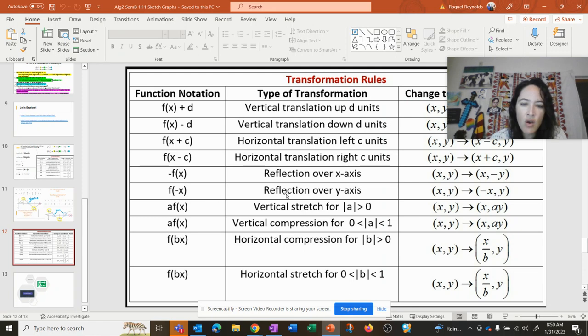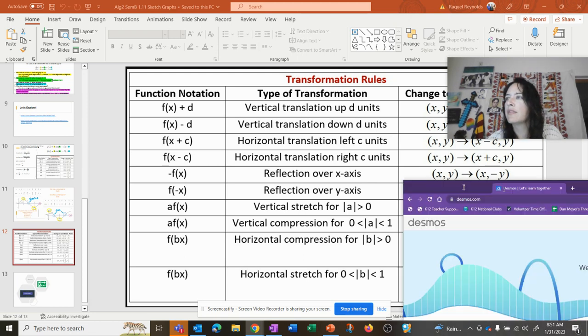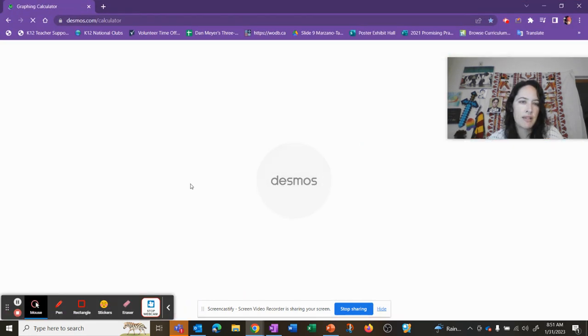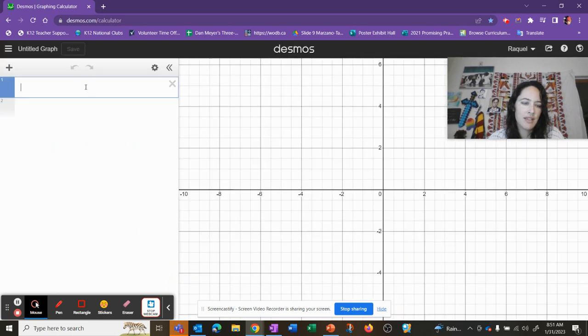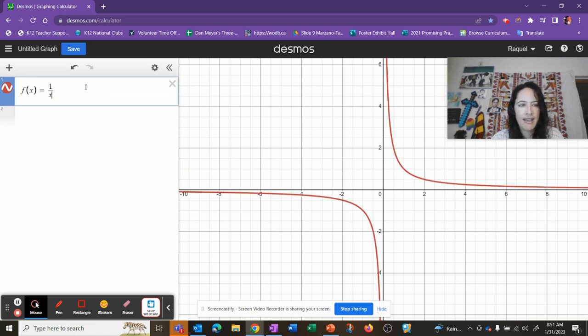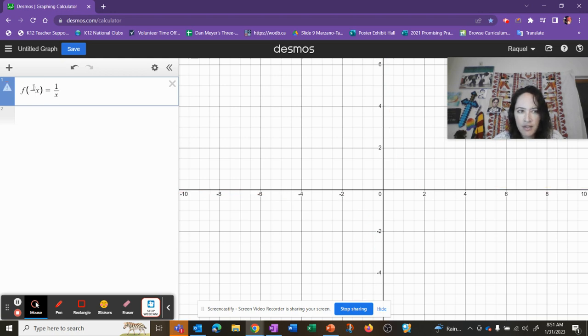Reflected over the y-axis, you notice how this negative becomes negative x? Well, one of the problems, let's go to Desmos. And you are free to stop watching this if you want, but if our regular f of x is equal to 1 over x, what happens when we put, let's see, will this work? Oh, no, it won't work.